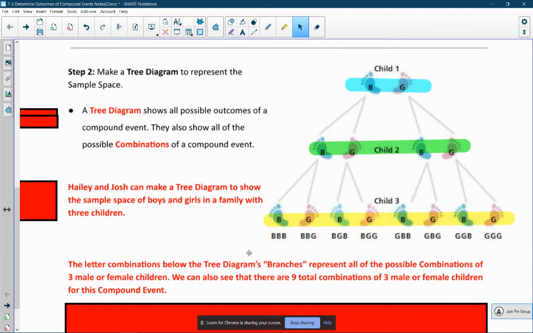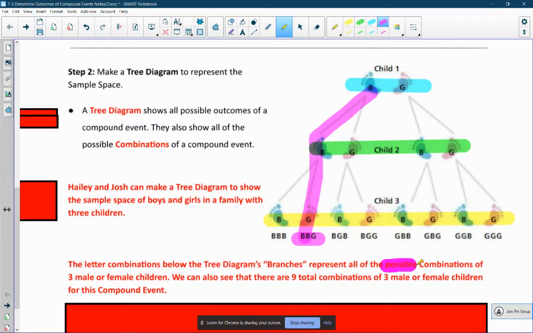The letter combinations below each branch, and when I reference branches, as I said before, branches like this, boom, there's a branch, and it brings me to this. B, B, G, boy, boy, girl. That's one possible combination. So the letter combinations below the tree diagram's branches represent all of the possible combinations of 3 male or female children. We can also see that there are 9 total combinations, 1, 2, 3, 4, 5, 6, 7, 8, 9, of 3 male or 3 female children for this compound event.